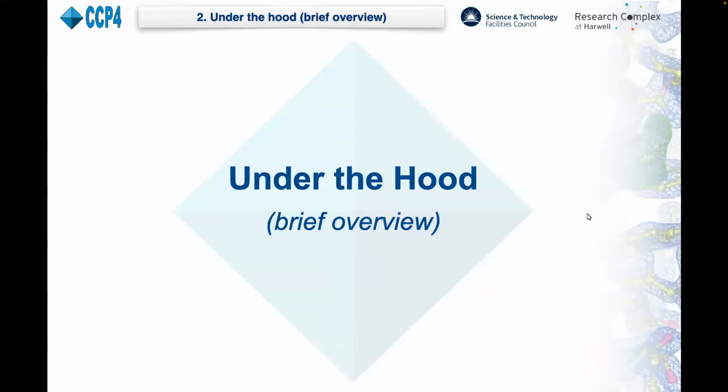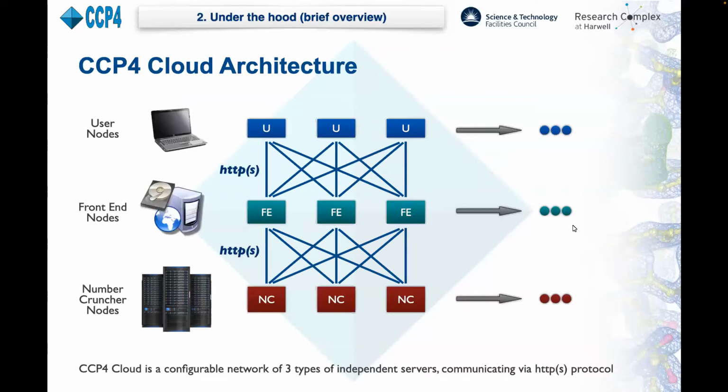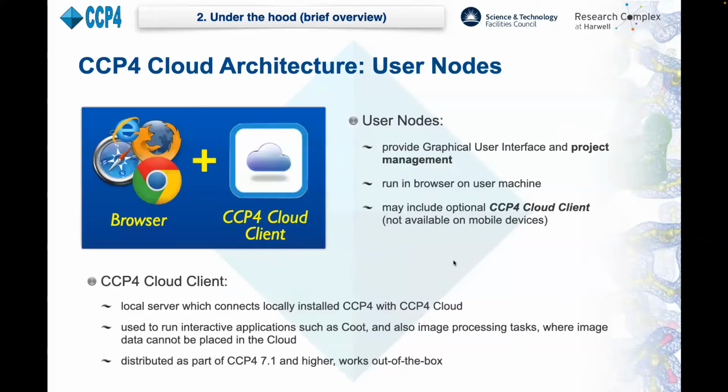Now a few words about the technical insight of CCP4 Cloud. Architecturally, CCP4 Cloud represents a 3-layer network of server nodes of 3 types: user nodes on top here, front ends in the middle, and number crunchers here on the bottom. All nodes in this scheme function completely independently of each other and exchange data only with the HTTPS protocol. This makes the whole system geographically agnostic and easily scalable. The nodes can be placed on mixed types of hardware and a mixed set of Linux, Mac OS, and Windows operating systems.